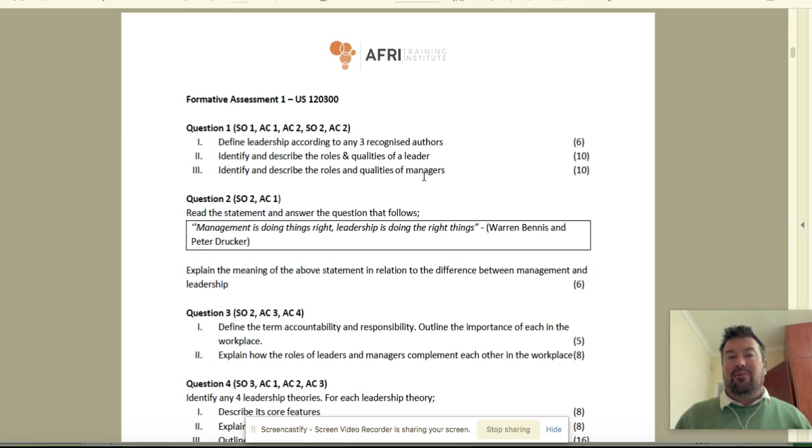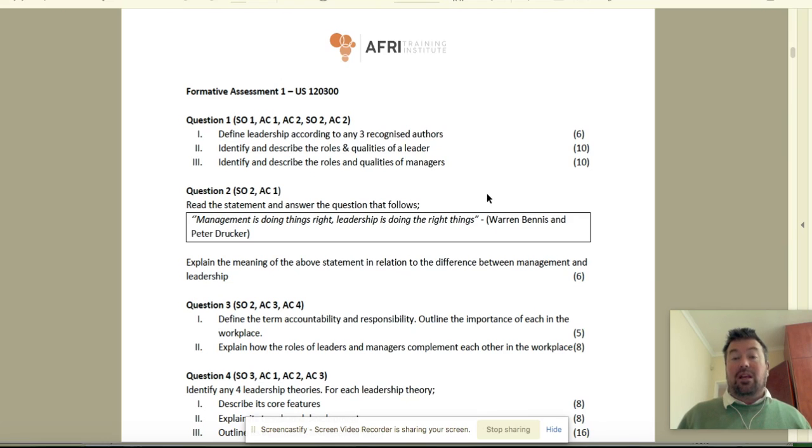Then identify and describe the roles and qualities of a manager. Now, we've looked at the difference between a leader and a manager. The thing that you need to do with this one is just think about what a manager does in the context of your business. Sets up systems, puts in procedures, and so on. But page 40 will give you a good understanding as to what the manager's role is within a business. Now, think about the qualities that a good manager has to have in order to achieve the management role. And that would help you to answer question number 1, section 3.